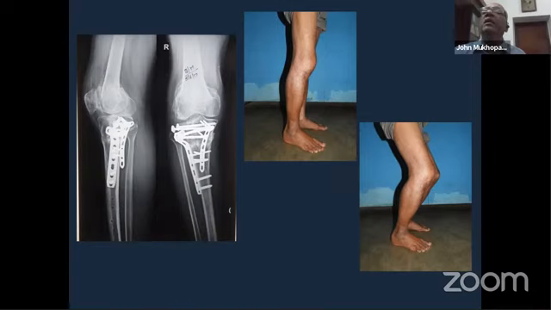And this is him at his last follow-up. He's straight, which is good because he can walk okay. He's got a flexion to about 40, 45 degrees, but that's his range of motion. But he does not want any further surgery. He's reasonably happy with it.